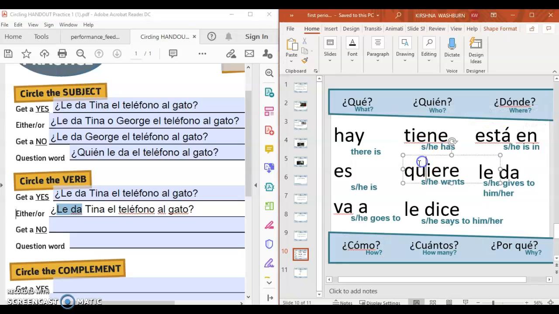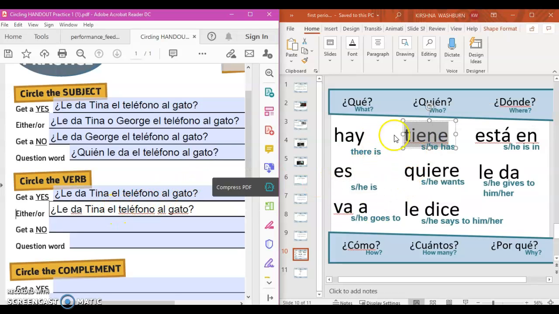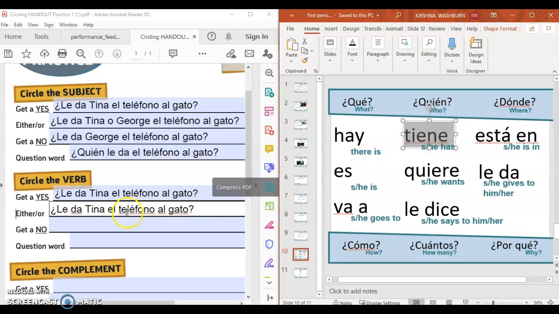maybe, how about goes? Okay. It doesn't really make sense. Or maybe has. Okay. Let's use has. That kind of makes more sense.